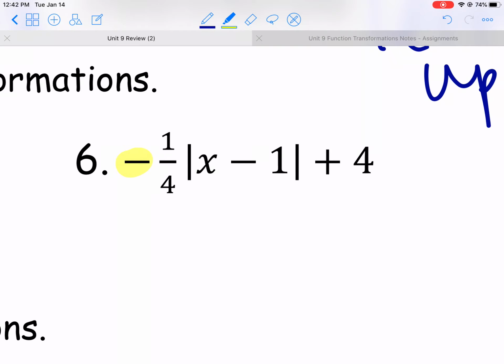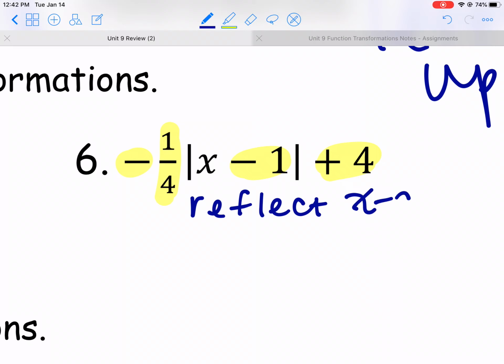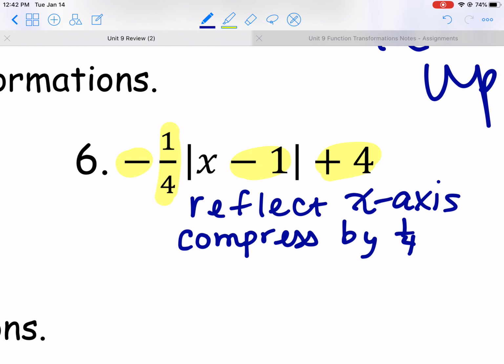Number 6, we have a negative, 1/4, -1, +4. The negative out front is a reflect. The 1/4, since that's between 0 and 1, right, we're talking absolute value there, between 0 and 1, this is a compression by 1/4, by a factor of 1/4. X -1 inside the absolute value is telling us to go right 1, and then outside the absolute value we have a +4 that's saying up 4.